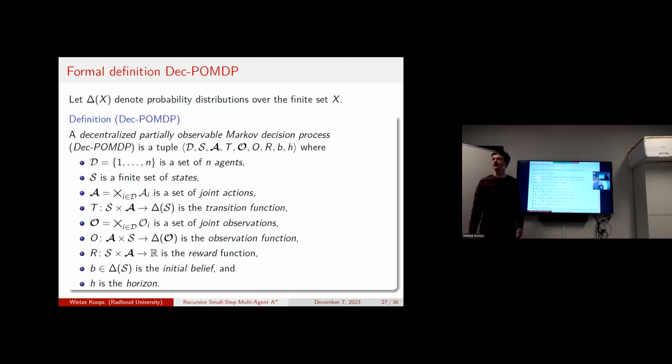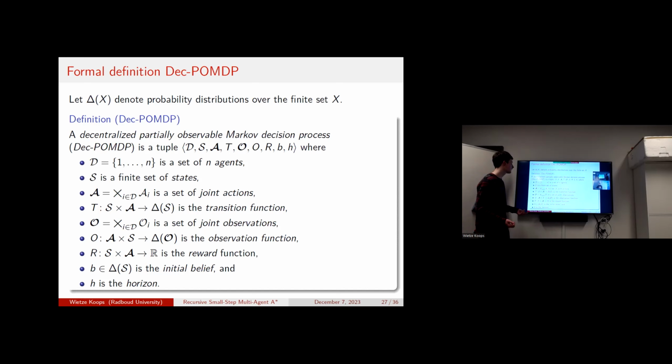So here are some more details about how we formally define a Dec-POMDP. Maybe that also helps a little bit in understanding the model. We have a set of agents, a finite set of states, and a set of joint actions, which are decomposed as tuples of local actions. We have a transition function. What does the transition function do? It takes the current state and the joint action of the agents, and maps that to a distribution over the next state. So it tells us the probability of a particular next state given the old state and the action. Then we have joint observations, which are again decomposed as tuples of local observations.